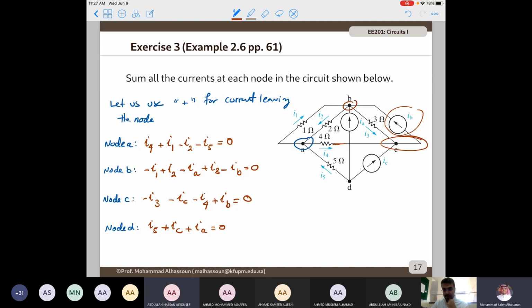Ibrahim? Yes. For node D, why is the current IA not leaving from it? Why is it positive? IA is this one. So you see that it's connected to you. Oh, okay. Because there is another IA. No, there's one IA. Yes, I mean this. Okay. There's one IA.